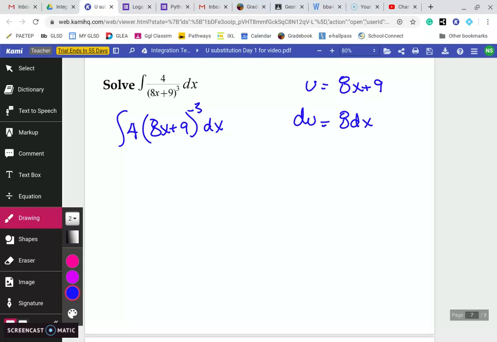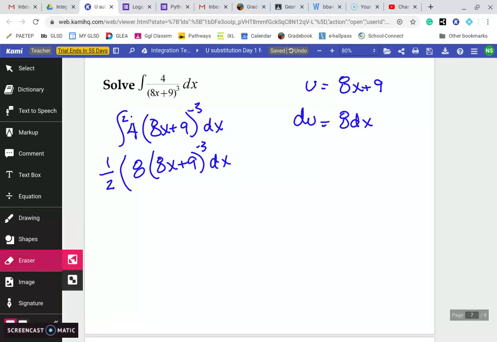So I need an 8 here, but I only have a 4. Well, that means I need to multiply that by 2. So I'm going to put a 1/2 out front, and then the 2 times 4 becomes an 8 times 8x plus 9 to the -3rd dx. Oh, that's not supposed to be a parenthesis. It's supposed to be an integral.